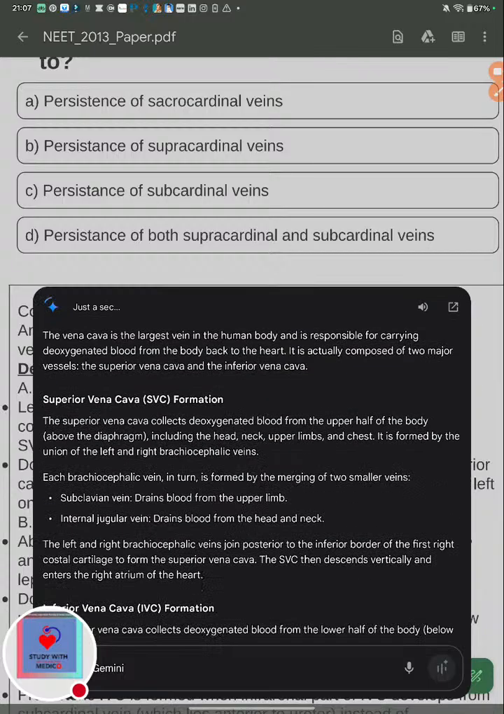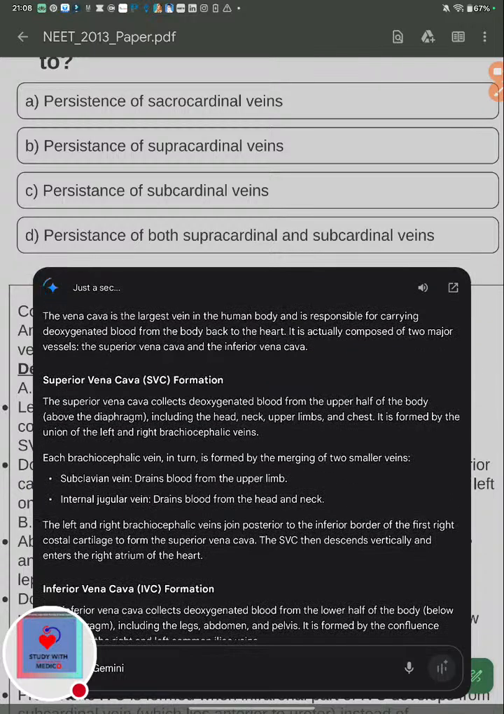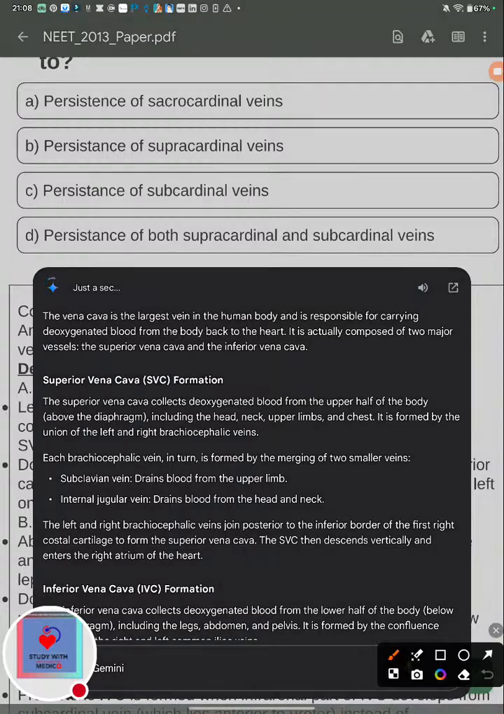The vena cava is the largest vein in the human body and is responsible for returning deoxygenated blood from the body to the heart. It is actually composed of two major vessels, the superior and inferior vena cava. It's not explained in biology here, but let's understand this, then we move to the embryology part.